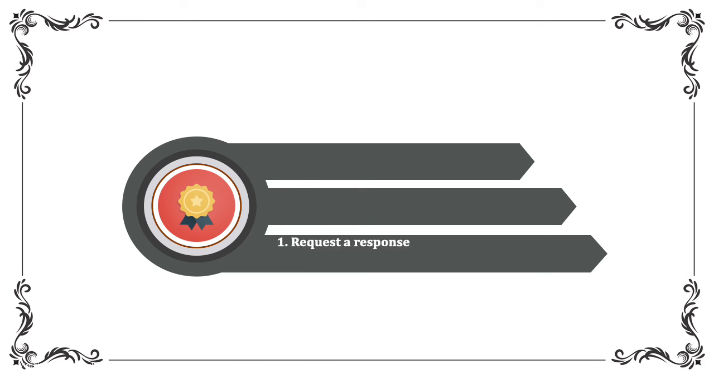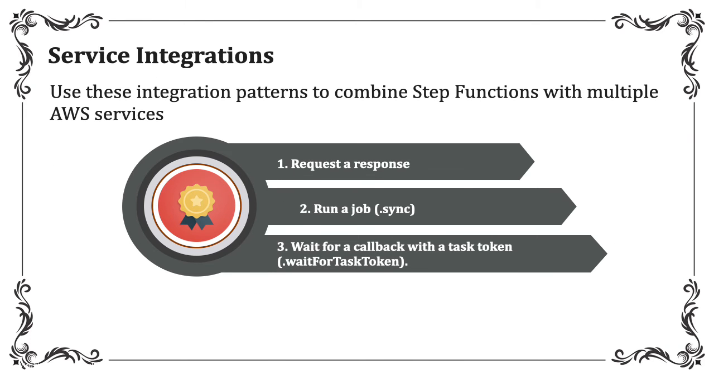Service integration. Step functions integrates with multiple services in AWS. To combine step functions with these services, we can use the following service integration pattern. Either the request response pattern, which is the default, and this is supported by Express Workflow and the only option in Express Workflow. And here we call a service and we let step functions progress to the next state after it gets an HTTP response.